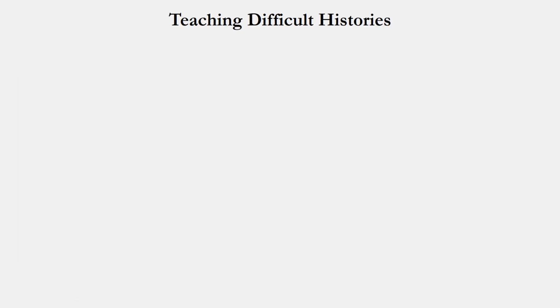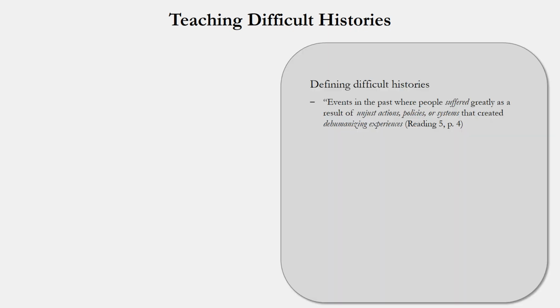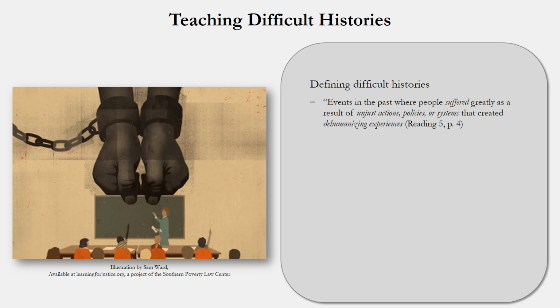Finally, reading 5 this week comes from an edited volume that's focused on the practical challenges involved with teaching difficult knowledge, especially in history classrooms. We thus have the concept of difficult histories, which the authors define as seen here. Note how they identify 3 necessary features to this concept: suffering, dehumanization, and injustice. They use the example of teaching American slavery to illustrate the distinctiveness of this concept.